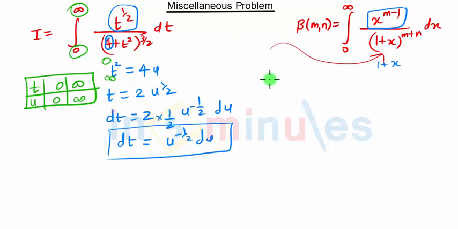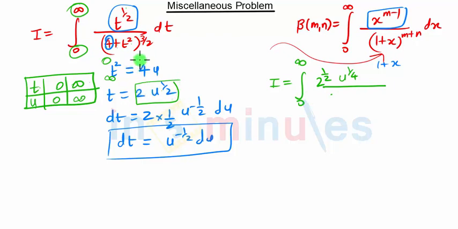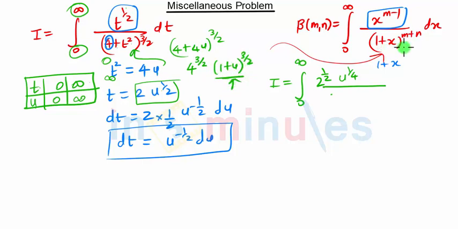So now our new integration will be I equal to the integration from 0 to infinity of t raised to half. t is this term, that is, 2 raised to half and u raised to half, the whole raised to half, which will be u raised to 1 by 4, upon 4 plus t square. When we put 4u here, we get (4 plus 4u) the whole raised to 3 by 2. We can take 4 common, so it will be 4 raised to 3 by 2 into (1 plus u) the whole raised to 3 by 2. So this term is matching with this term. That's why we substitute t square equal to 4u.